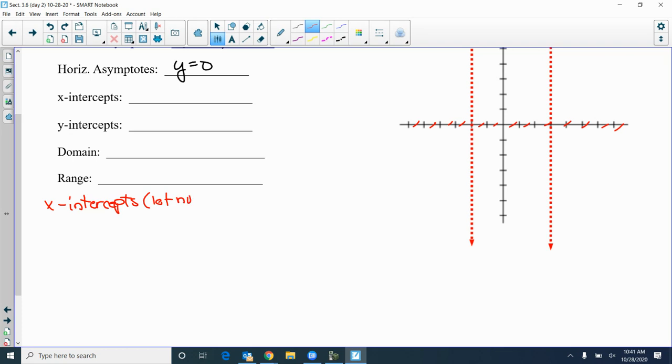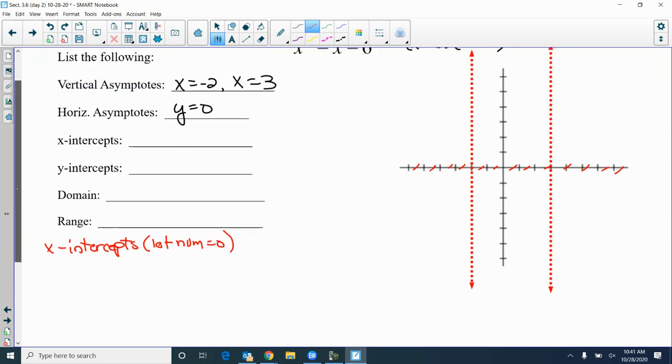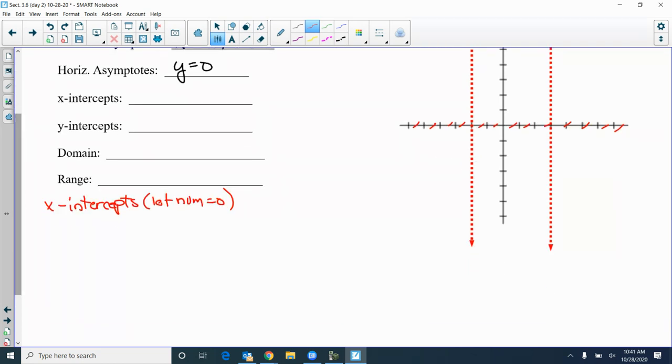X-intercepts: let numerator equal 0. What's my numerator? It's just negative 3x, right? Negative 3x equals 0, so x equals 0. That gives me the ordered pair (0, 0). So I'm going to put that point right there.